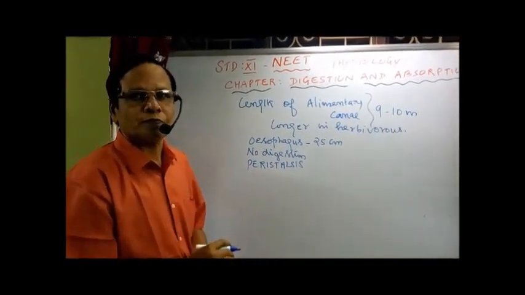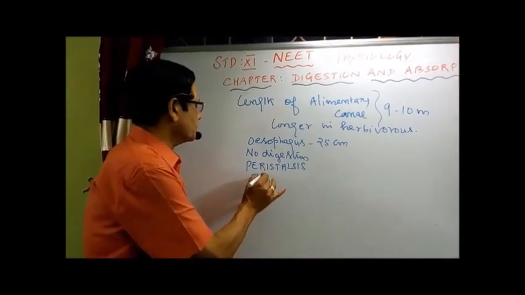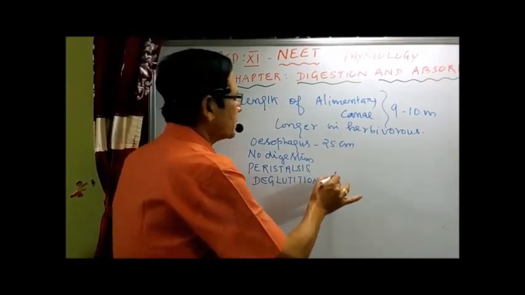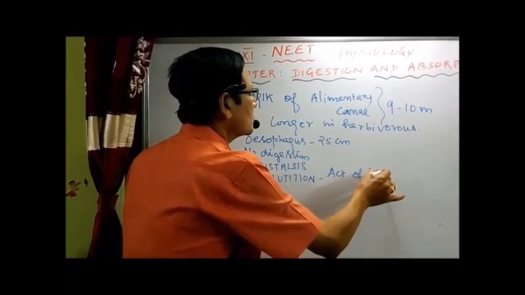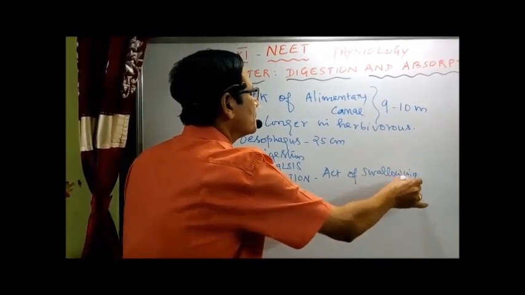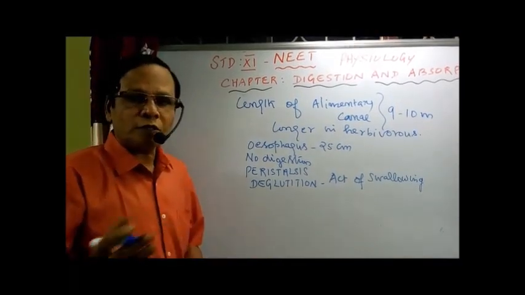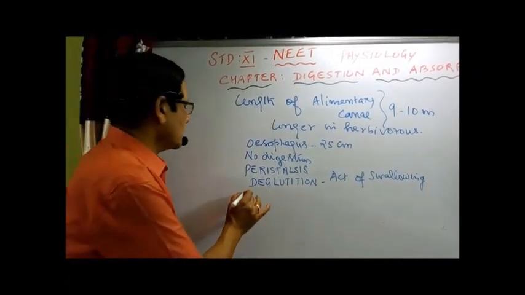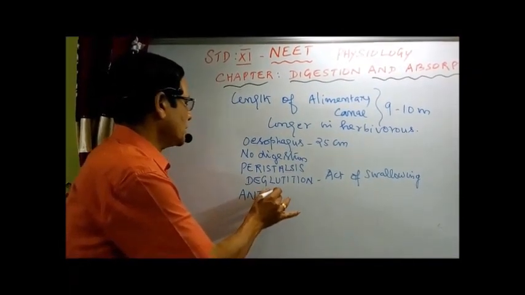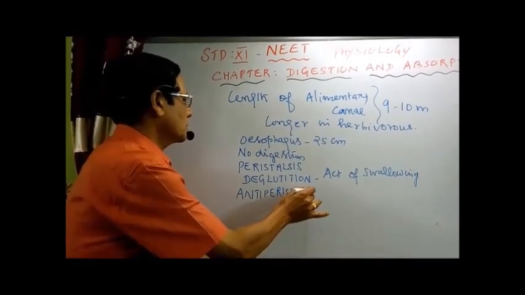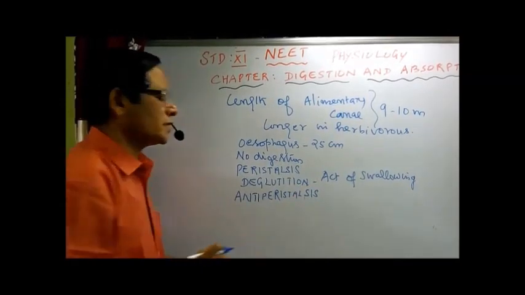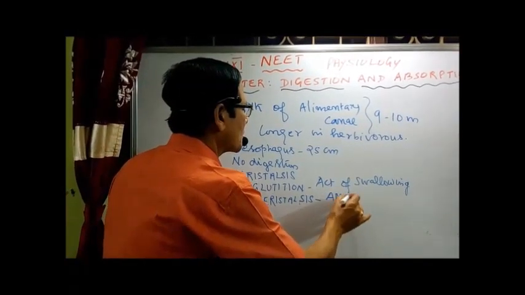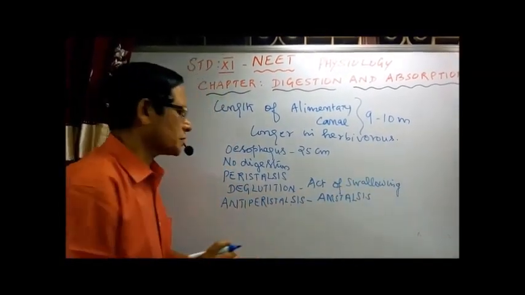Now food is being swallowed. The act of swallowing is called deglutition. If the food is being regurgitated, if the peristalsis occurs in the reverse direction, then it's called antiperistalsis. This antiperistalsis is also called amstalsis.